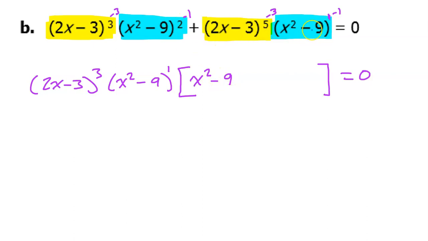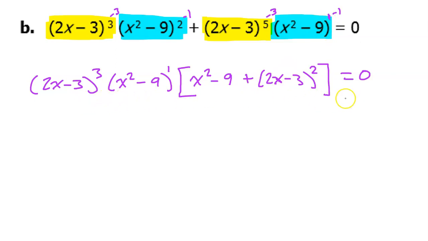For the second part of this, looking at the 2x minus 3 to the 5th power, I'm subtracting 3. So that's going to leave an exponent of 2. So I'm going to have plus 2x minus 3 to the 2nd power. For the x squared minus 9 part, this is completely gone. I subtracted all there was. 1 minus 1 is 0, however you want to look at it.